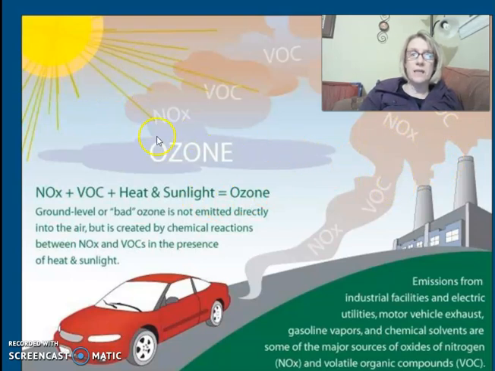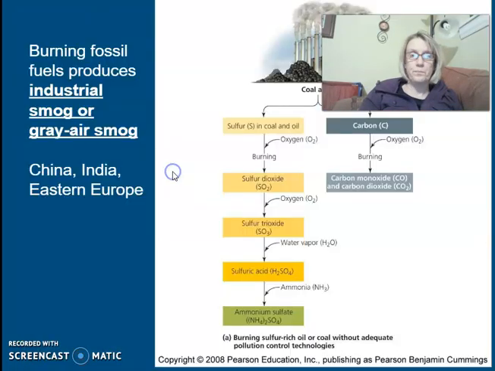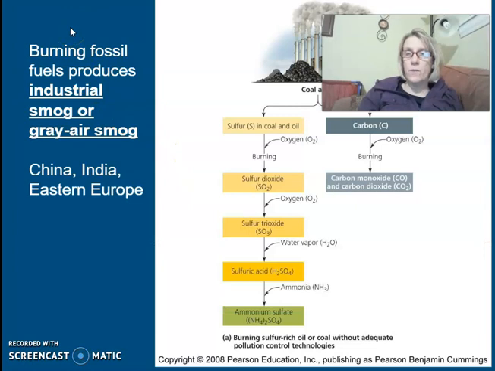Reacting in the presence of sunlight to give you the secondary pollutant, which is ozone. All right. Okay, so we've now covered sort of what they mainly monitor, but you've also heard of smog. So what is smog? There's actually two types of smog. There's industrial smog or gray air smog.